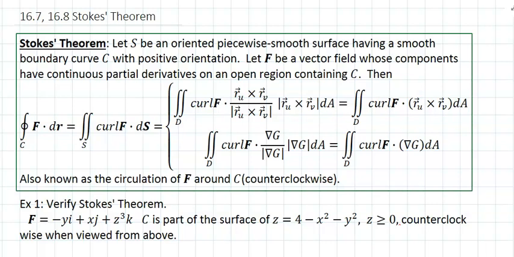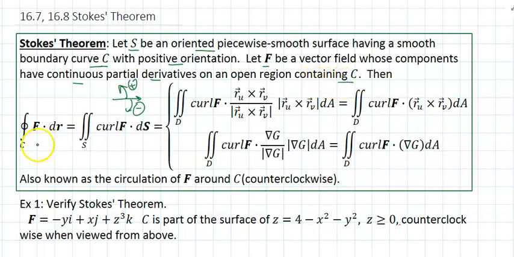Section 16.7 for Cal Poly or 16.8 for Pasadena, depending on which school you're attending, talks about Stokes' Theorem. Stokes' Theorem talks about a surface that's oriented, a piecewise smooth surface having a smooth boundary C with positive orientation. We call this first one positive orientation, this one negative orientation. Let vector field F have continuous partial derivatives, at least first order, on an open region containing S.